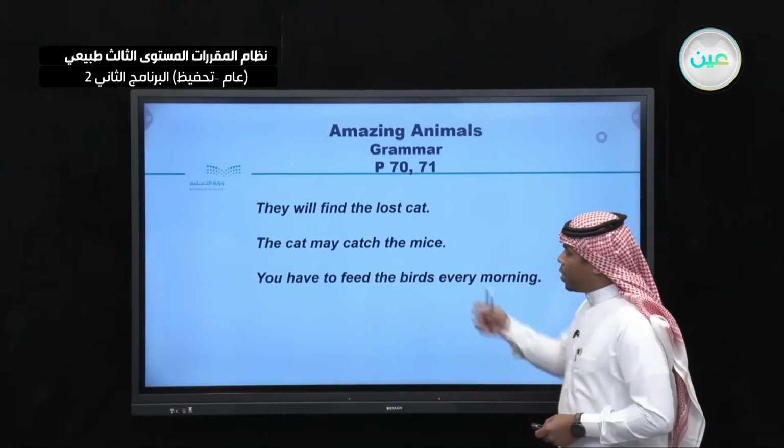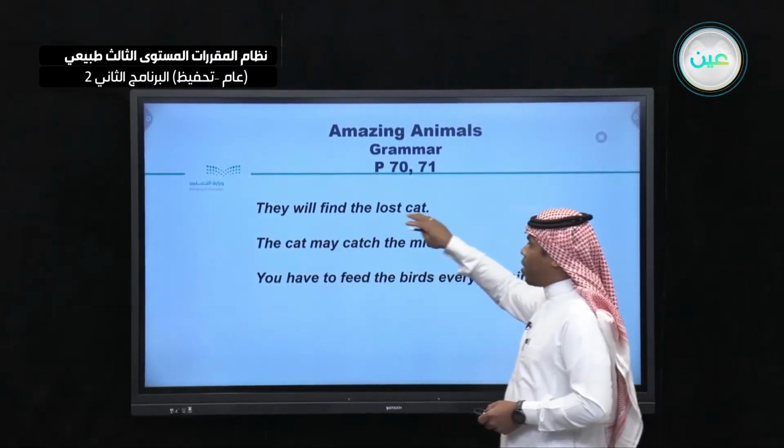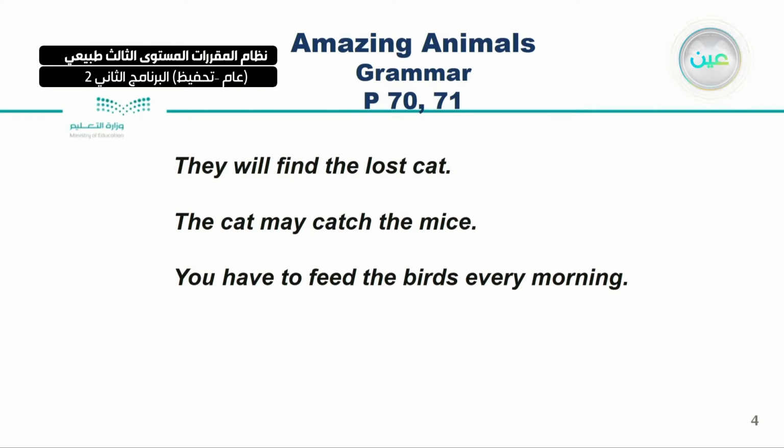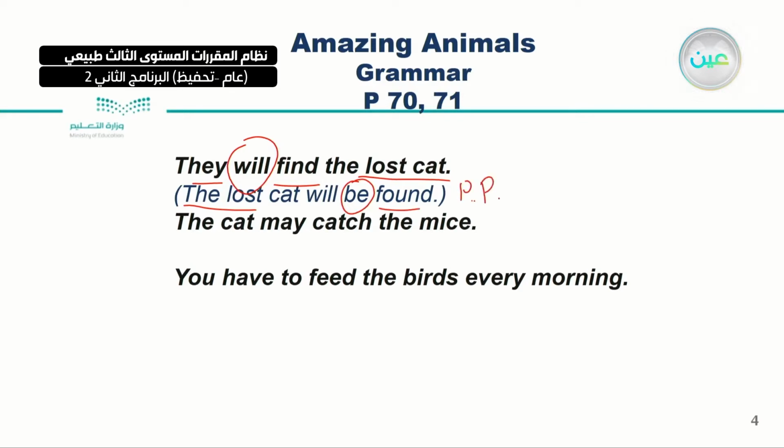Do you remember? So, look here. They will find the lost cat. And we said that we should identify the subject, the object, and of course, the verb. Then we will look at the tense, okay, or for example, the modal used here, okay? Then we will take the object to be the subject, okay? The lost cat will be found. We have to add be, and of course, the past participle of the verb, okay? Found.